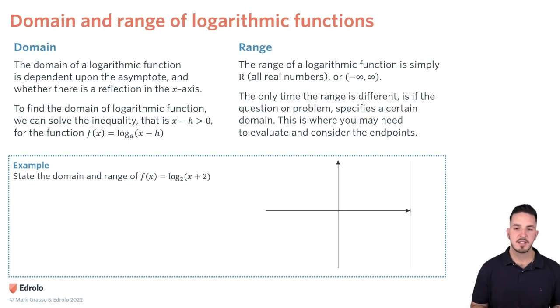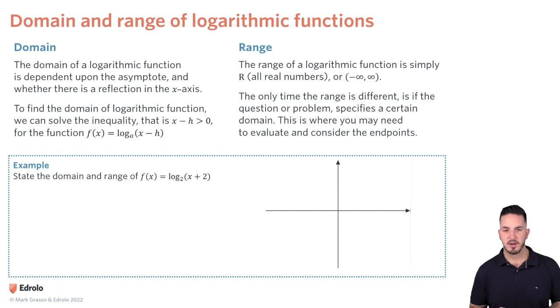The only time the range is different for a logarithmic function is if the question or problem specifies a certain domain. That means you have to substitute in the endpoints of your domain to see what values they give you on the y-axis. So in this case, you may need to evaluate and consider those endpoints. It could be a practical problem, or it could just be a sketching of the graph where they've specified a certain domain. So let's look at this example.